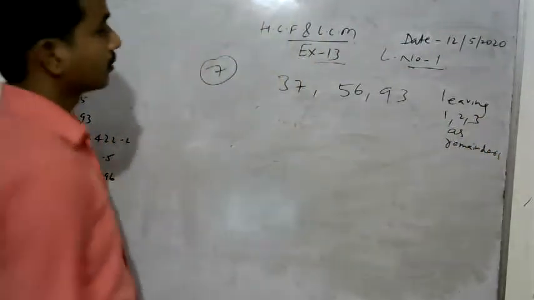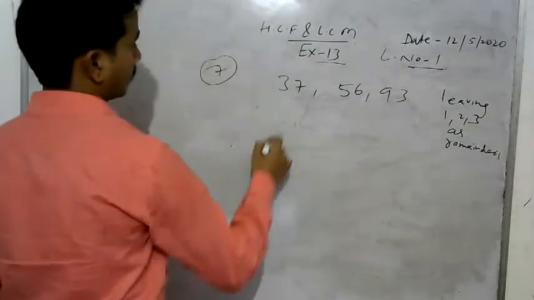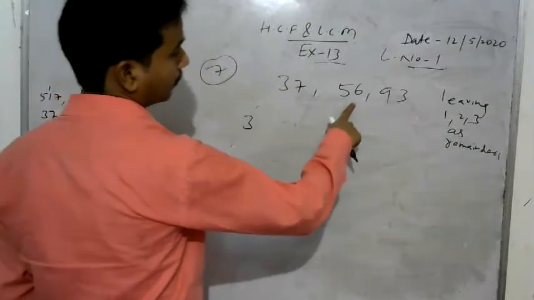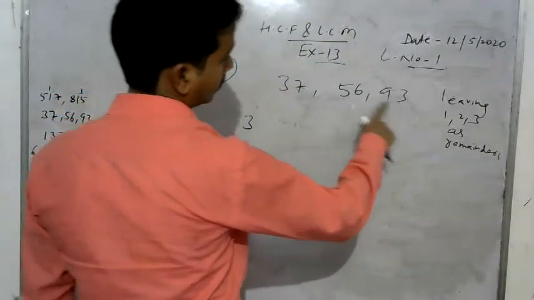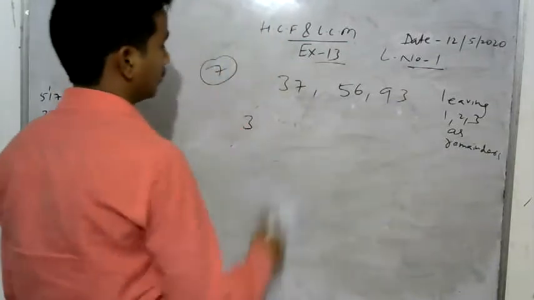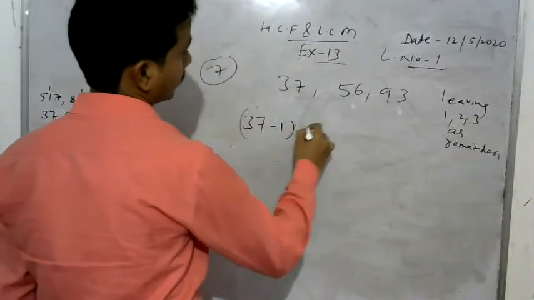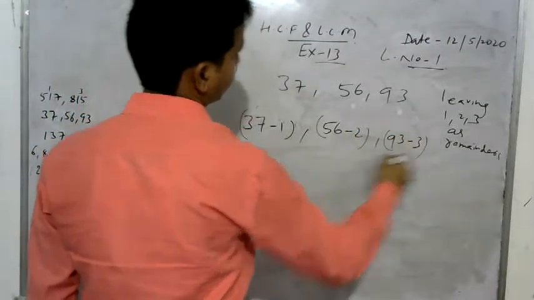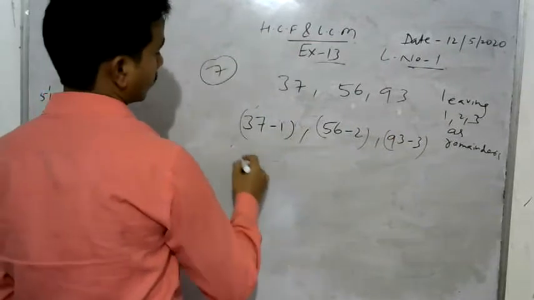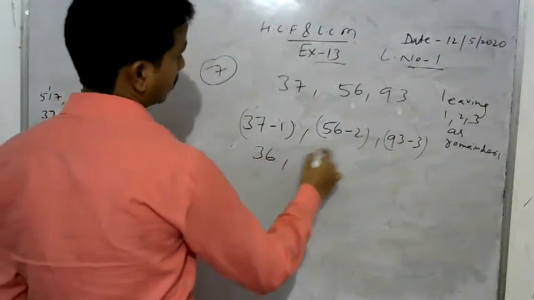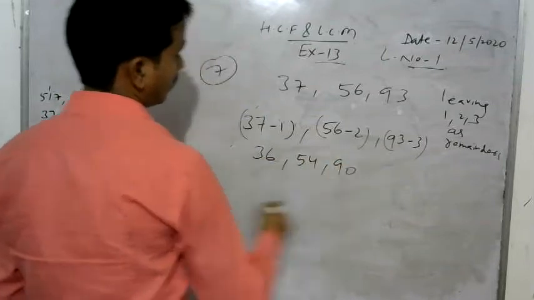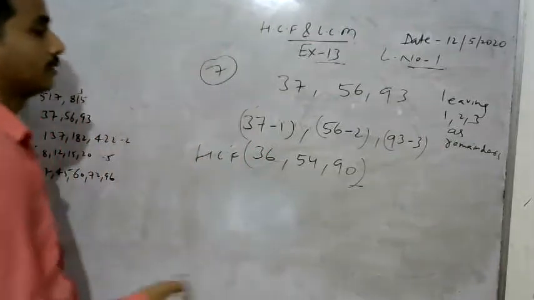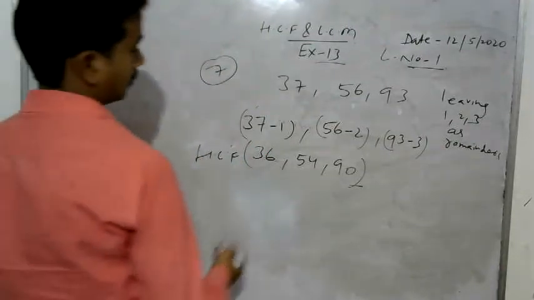Okay. So now what we have to do is, first of all, subtract 1 from 37, 2 from 56 and 3 from 93. So 37 minus 1, 56 minus 2 and 93 minus 3. So here what will you get? 36, 54 and 90. Find the HCF of all these and you will get the answer. Okay.